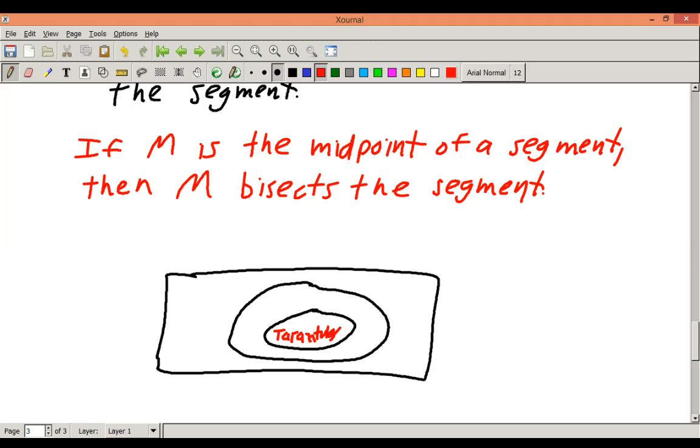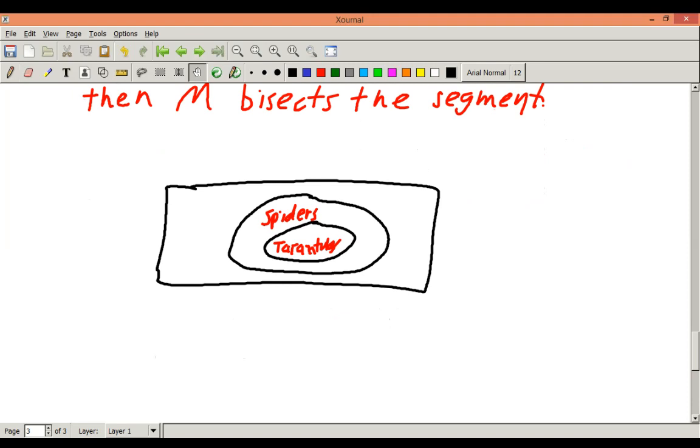Tarantulas. And inside the outer circle is spiders. So we know there's lots of different types of spiders, and a tarantula is just one type of spider.